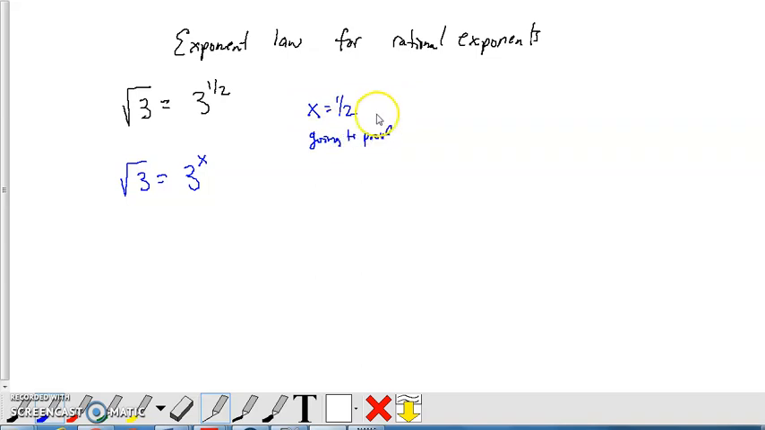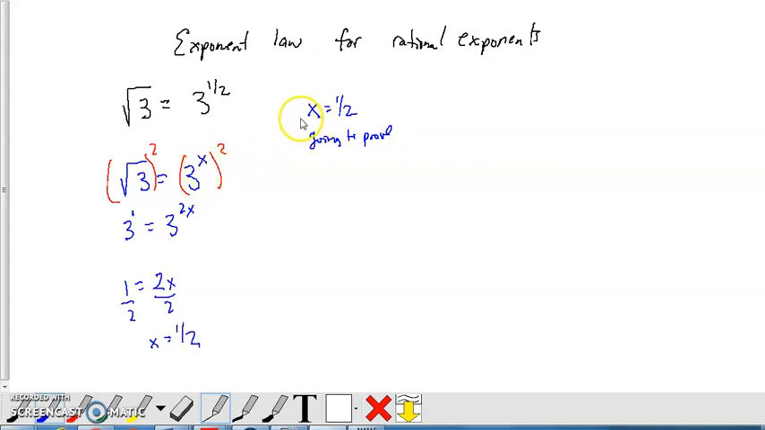Okay, so how am I going to prove that? Well, first thing I need to do is get rid of this radical. So I'm going to go ahead and square both sides. Square and a square root go away, leaving you with 3. And then raising a power to a power, we multiply, so 3 to the power of 2x. Same base, so this 3 has an exponent of 1, so I get to drop my bases. So 1 is equal to 2x. If I divide by 2, I'm going to get x is equal to 1/2. And that is exactly what I wanted, right?